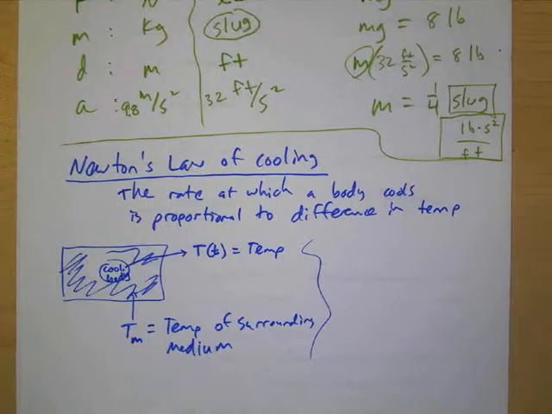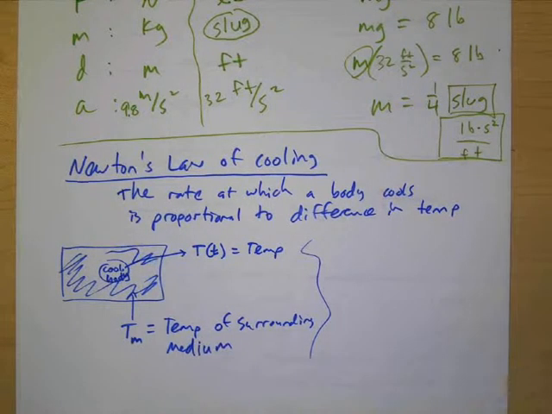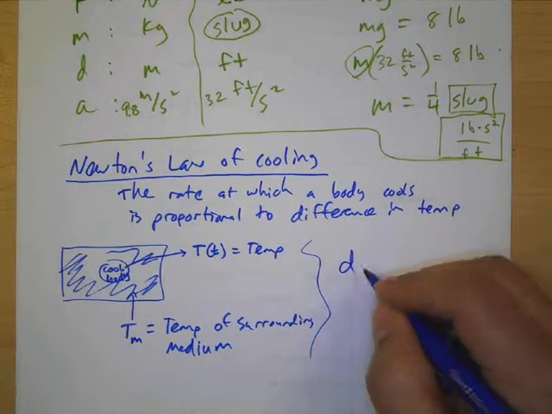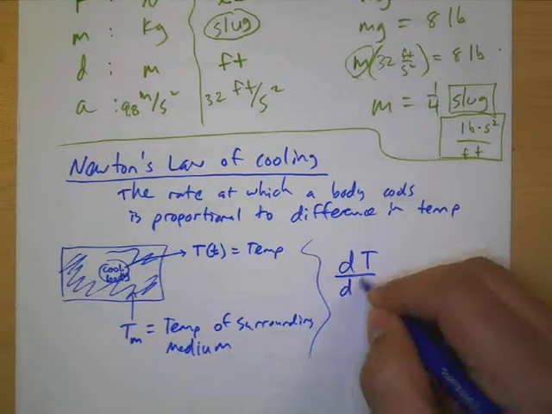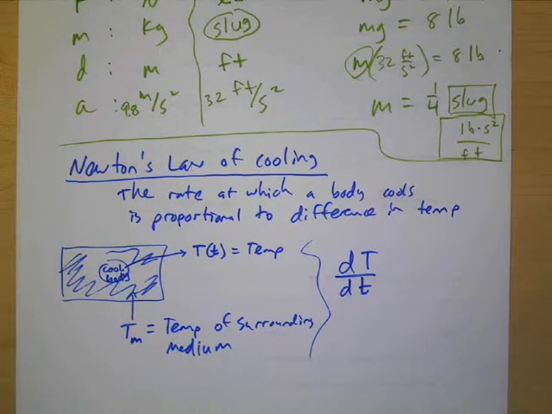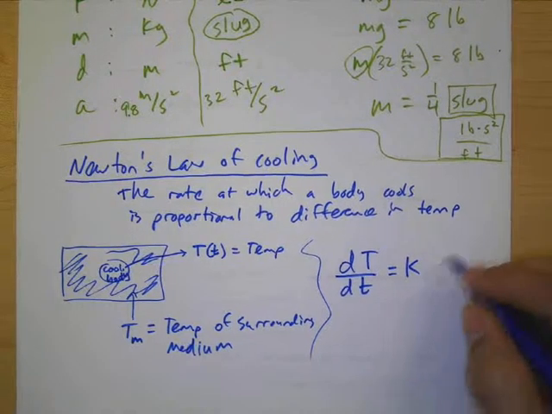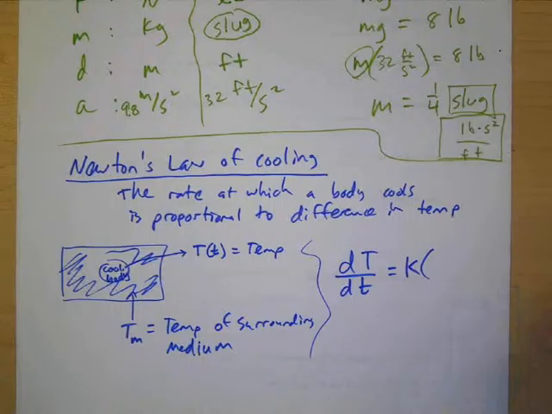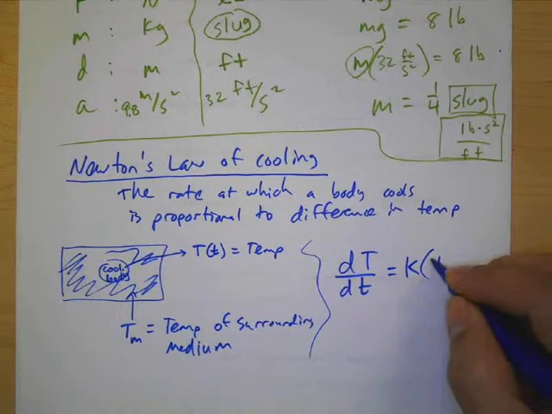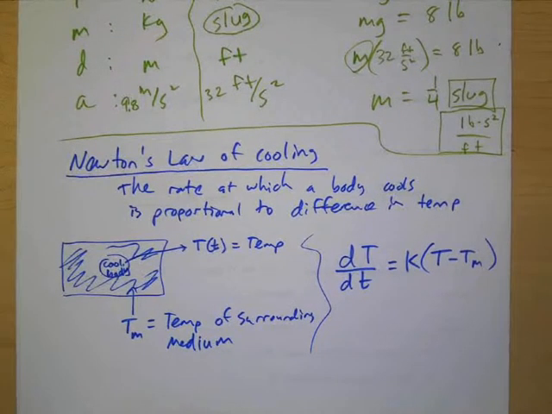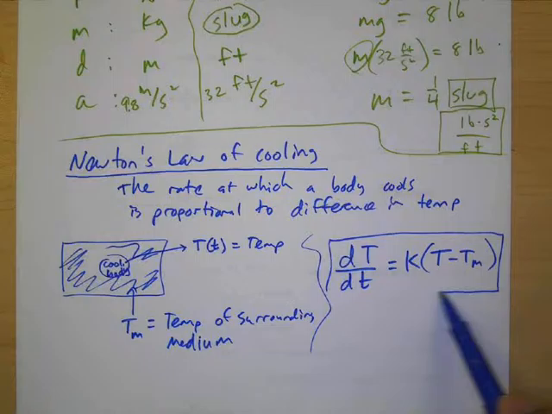But now, just from Newton's law of cooling, we have a differential equation, right? The rate at which a body cools. So what is that derivative? dT/dt, that would be your rate of change of temperature with respect to time. Proportional means you have a constant, proportional to the difference in temperature, so we'll just do T minus the surrounding temperature. So this would be Newton's law of cooling, written as a differential equation.